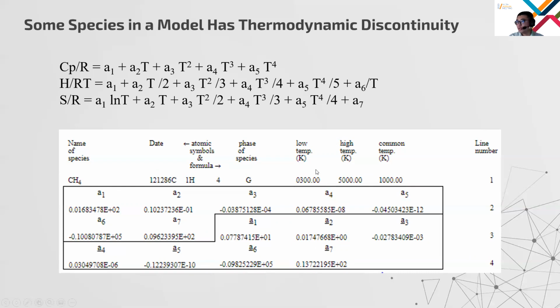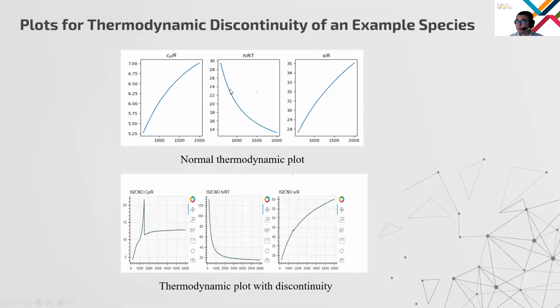this case, the low temperature interval is from 300 to 1,000. And the high temperature interval is from 1,000 to 5,000. So these first 7 parameters can be plugged into these 3 equations to calculate the thermal properties of methane in the high temperature interval. And the second set of parameters are for the low temperature interval. So if we plot the thermodynamic properties of the species out, we should see 3 continuous lines.